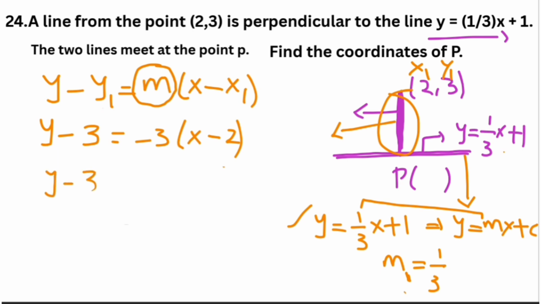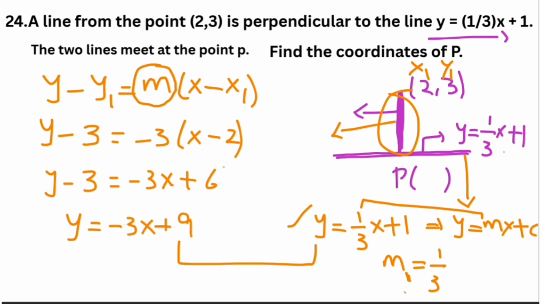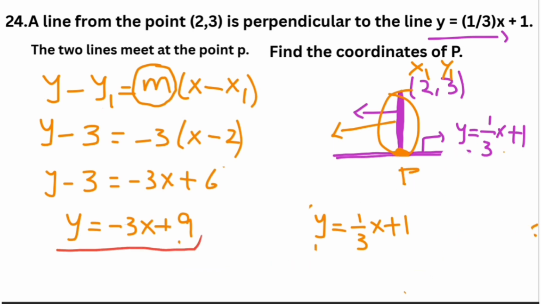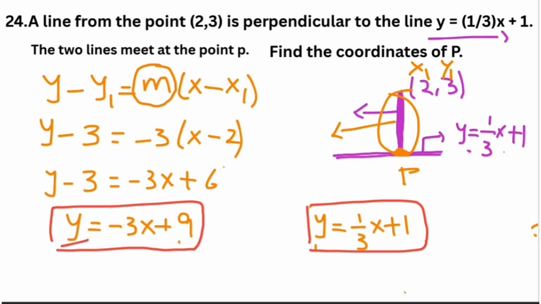So y minus 3 is equal to minus 3x plus 6. So y equals minus 3x plus 9. So this is the second line. We got the two lines. These two intersecting points we need to find out. Here y equals minus 3x plus 9 and here y equals 1/3 x plus 1. So here y and here y, that's why we have to equate these two equations.